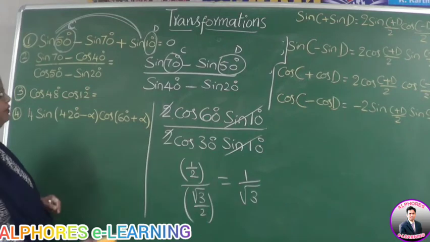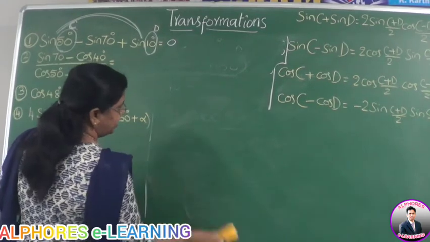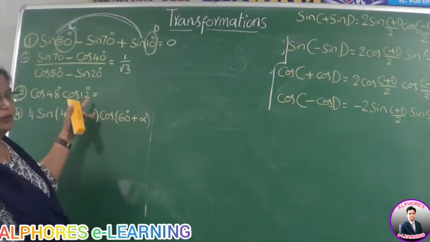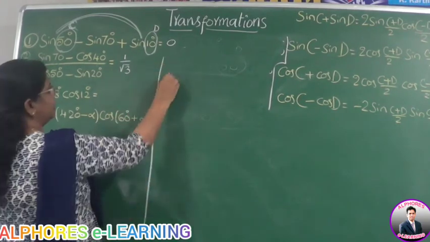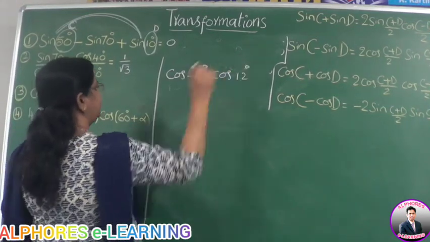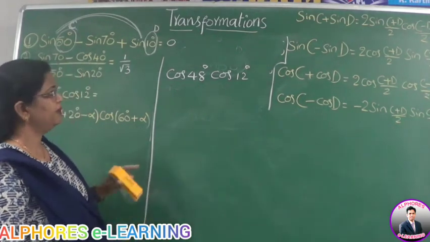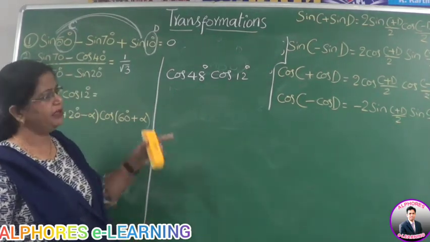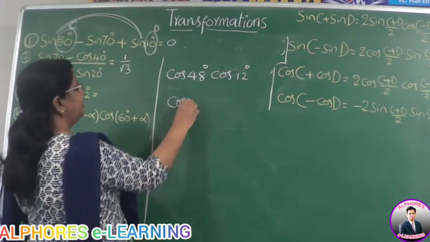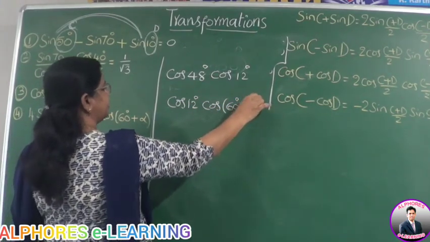Let us do it in both the ways. Okay, so let's do now the third problem. Understand? So the third problem is nothing but cos A cos B type. That is cos 48 degrees into cos 12 degrees, right? And now how are you going to solve this problem? One of the methods, students, without making use of the transformation concept, I can write this as cos 12 degrees into cos of 60 minus 12 degrees, right?